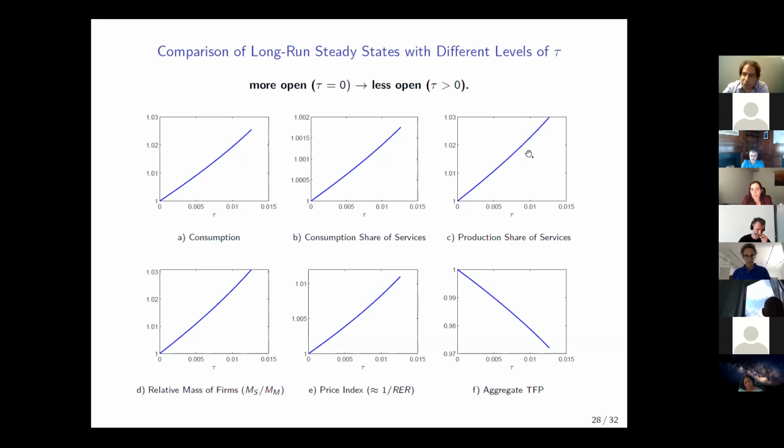That also hurts the production of services, because the larger the liberalization is, the more exports you're going to need, and that implies that more resources are going to be shifted to manufacturing. And that's exactly what you see in terms of the mass of firms. There are going to be more firms in manufacturing whenever the economy had a larger liberalization. So that long run is going to be characterized by a more depreciated exchange rate and a higher productivity.